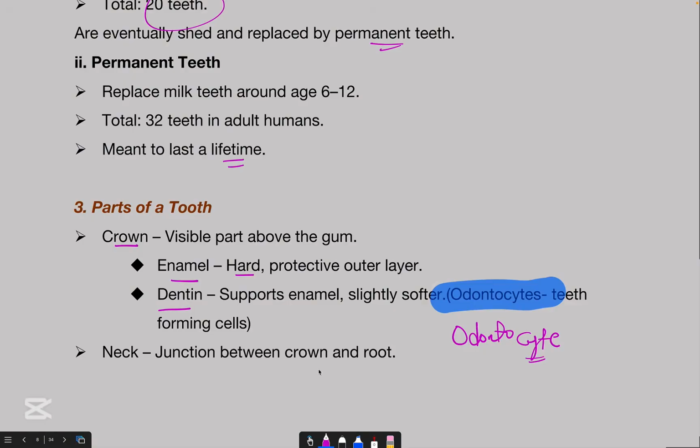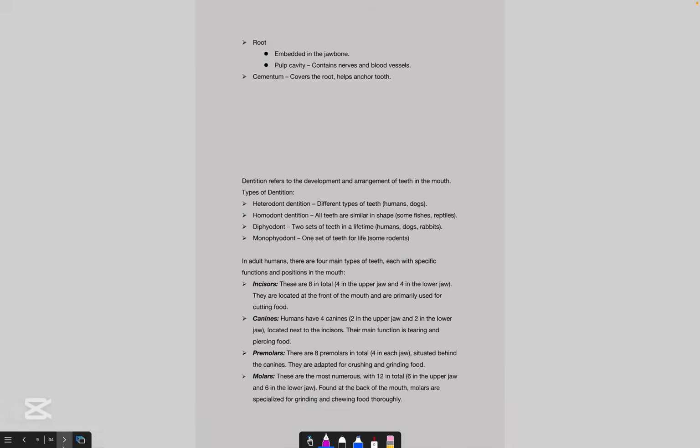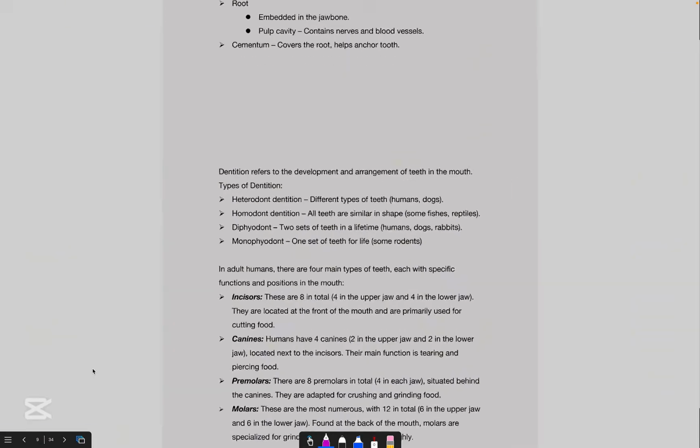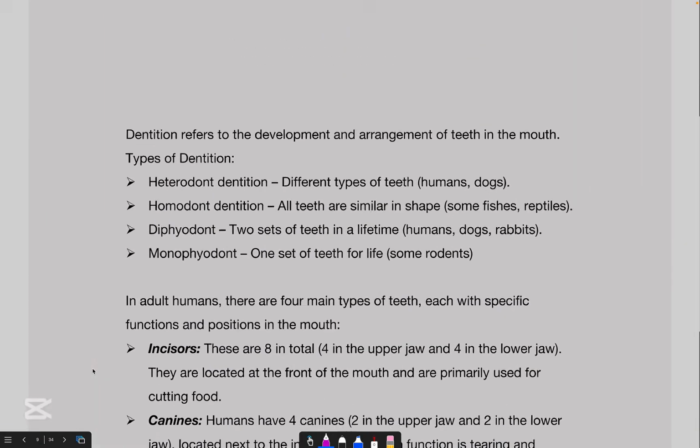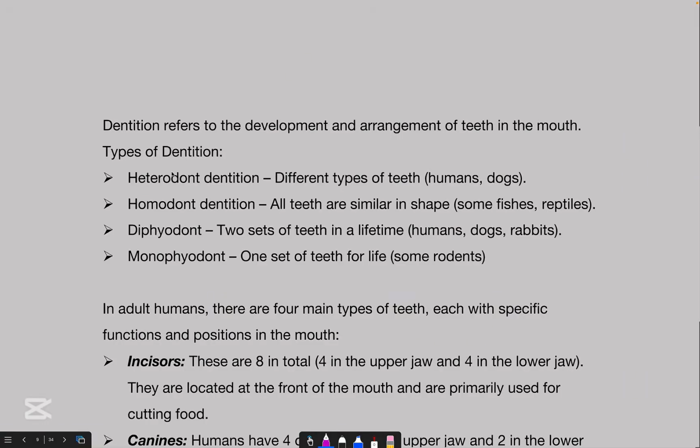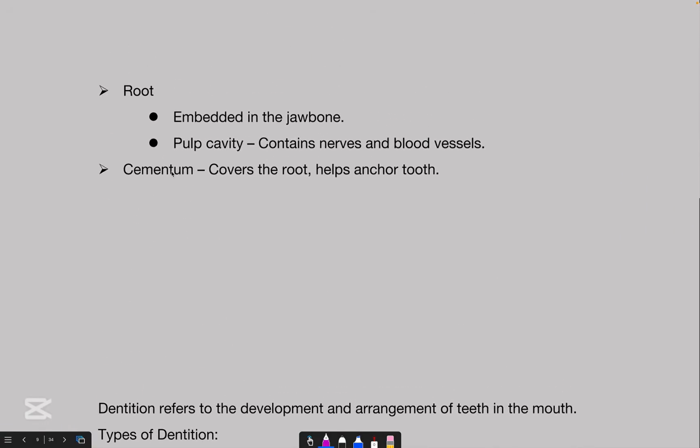The neck is the junction between the crown and the root. The neck holds the crown and the root together, the way your neck holds your head and your body together. And then we have the roots. The root of the tooth is embedded in the jawbone.